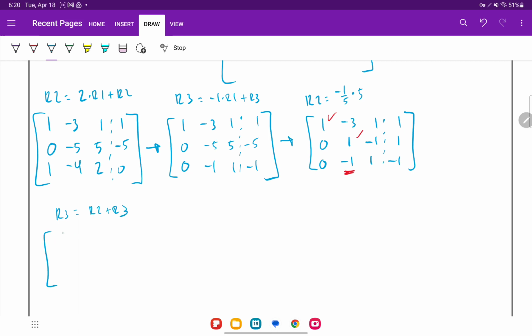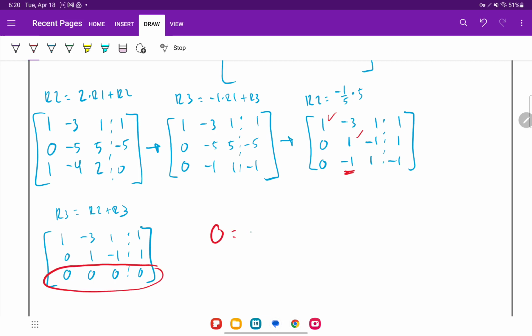All right, so for row 1, that does not change. For row 2, that will not change. But then for row 3, 0 plus 0 is 0, 1 minus 1 is 0, negative 1 plus 1 is 0, and 1 minus 1 is 0. So again, we get one of those special cases. If you look at the third row, the left side is all zeros. And on the right side, we have a 0. 0 does equal 0. That's a true statement. So we have our solution as infinitely many solutions. And that's all you need to know for those Gaussian ones.